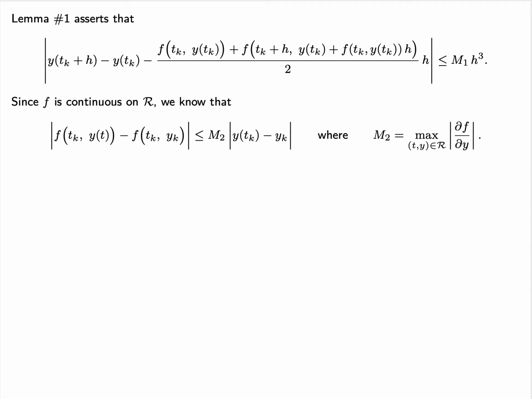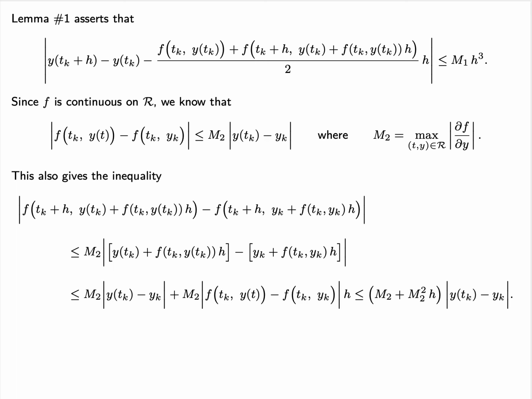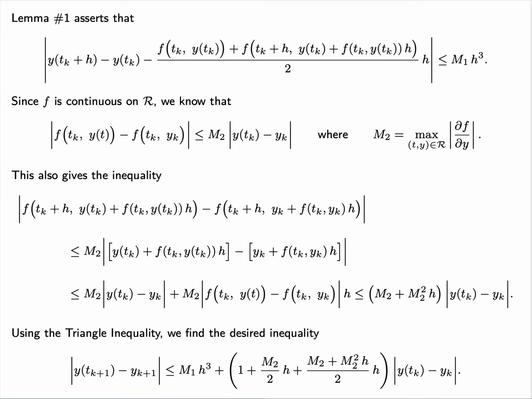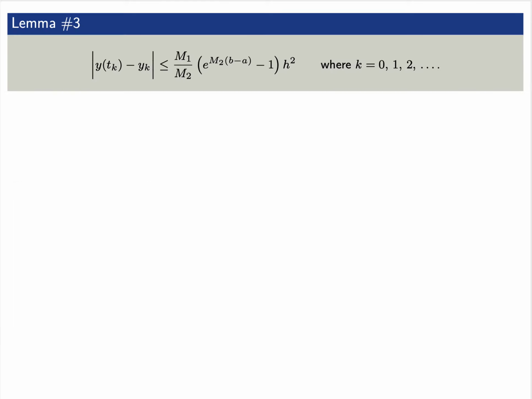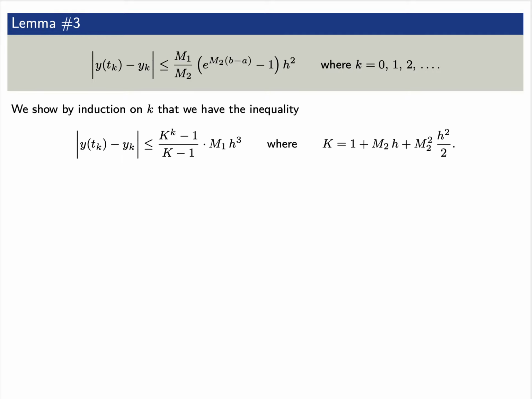For the second and third terms, we realize that we can express now our inequality in terms of m sub 2, which is just the max of the absolute value of the partial of f with respect to y. For the fourth term, we can now use this inequality repeatedly, and we find, putting all of this together, the inequality that we claimed for lemma 2. For lemma 3, this actually is the statement of the proposition.